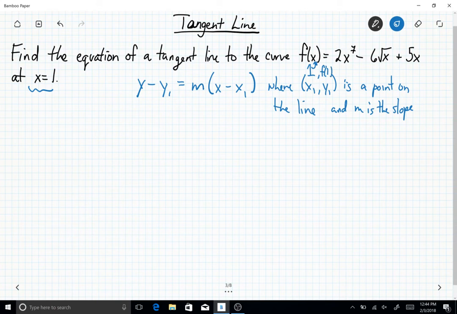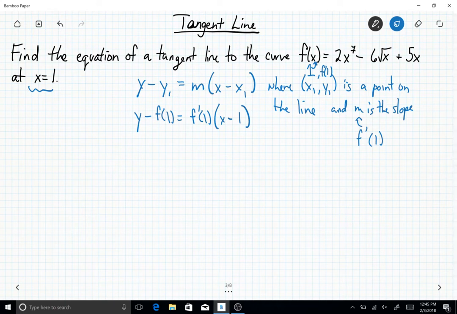And then the other thing, how do we get the slope? Well, remember, the derivative at that point should tell you the slope of the tangent line. So this equation is y minus, instead of y1, we can change that to f of 1, whatever that might become, equals m, which is now f prime of 1, times x minus 1 in this case, since we're looking for that tangent line at x equals 1.